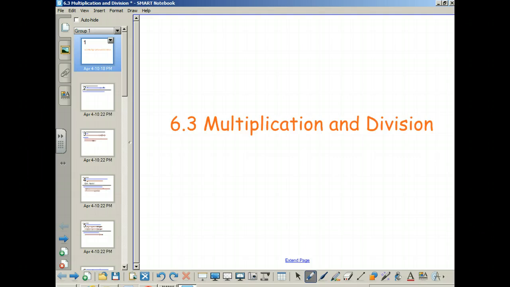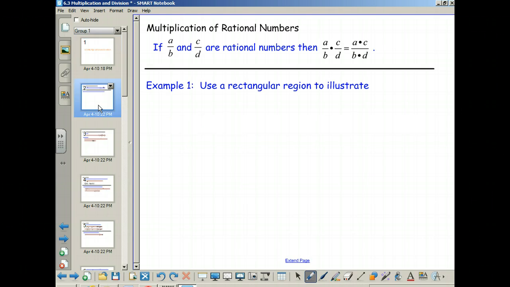About multiplication and division as it relates to rational numbers. And the first thing I'd like to take a look at is the definition of multiplication. The definition of multiplication says if we have two fractions, a over b and c over d, then we would multiply the numerators together, a times c, and we would write that as a new numerator divided by the denominators multiplied, b times d, and that is our new denominator.